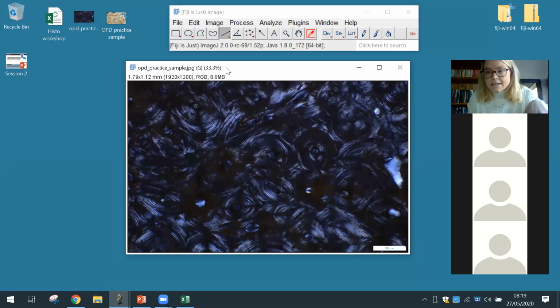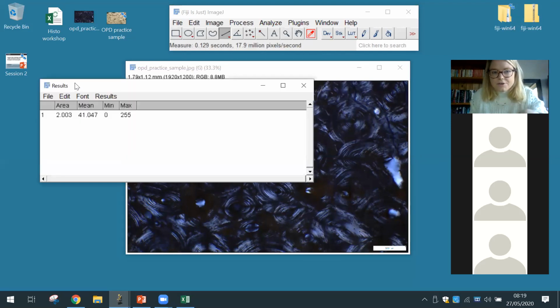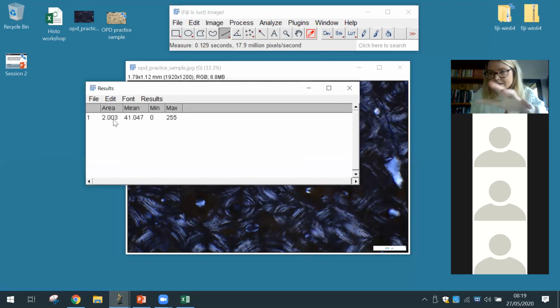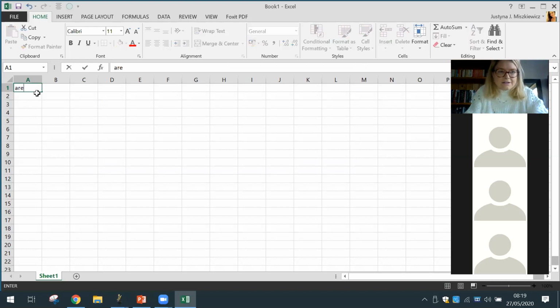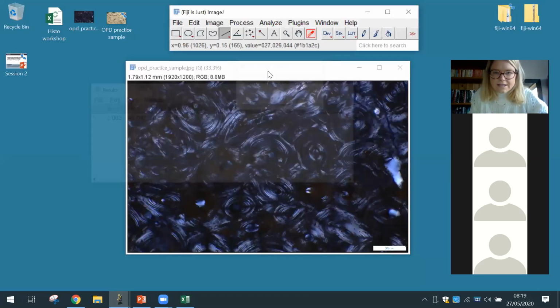Now that we've set the scale, if you look in the corner of ImageJ here, it tells you that your picture is approximately 1.79 by 1.12 millimeters. So if you click M, it will actually give you the area of the image, or I guess the area of the actual bone that you're looking at. We know that it's approximately 2.003 millimeters squared. So if we just pop that in there, our area is 2.003. Yeah, that's right.